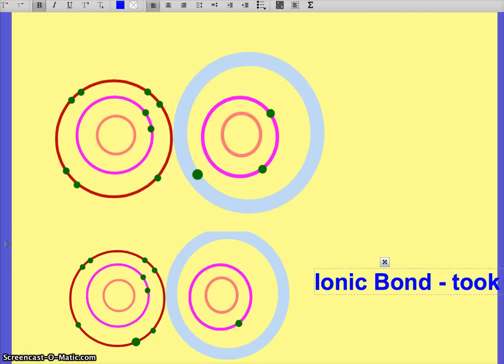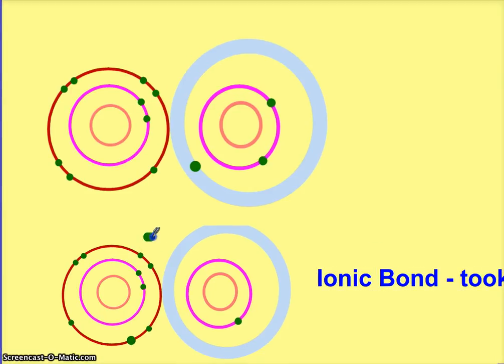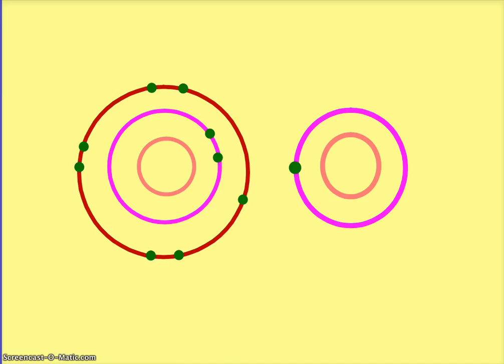What happens to the atom that took the electron? It's negatively charged. So the atom to the left becomes negatively charged and the atom to the right becomes positive. Great. That was scenario number 1. So scenario number 2.